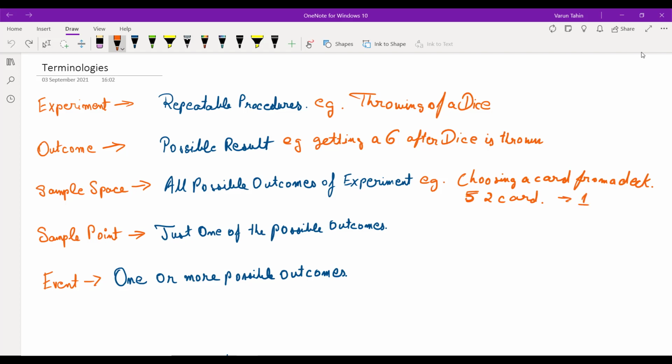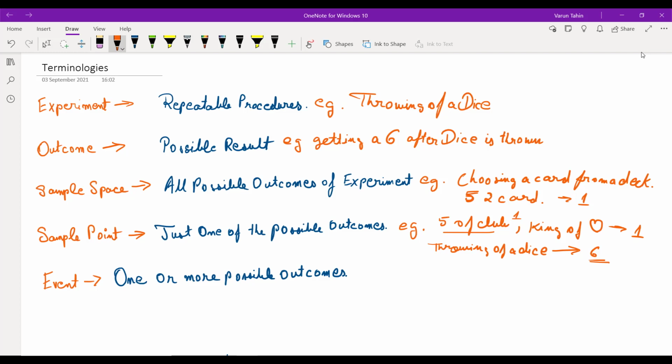Now sample point is just one of the possible outcomes. An example of this, if we talk about cards, is getting a 5 of clubs from a deck of cards, or getting a king of hearts, or even throwing of a dice. In this, the sample space becomes 6 because there are 6 different numbers on the dice. In this, the sample becomes 1 because there is only one king of hearts in a deck of cards. For this also, the sample is 1. But for this, there are 6 different sample points in the sample space.